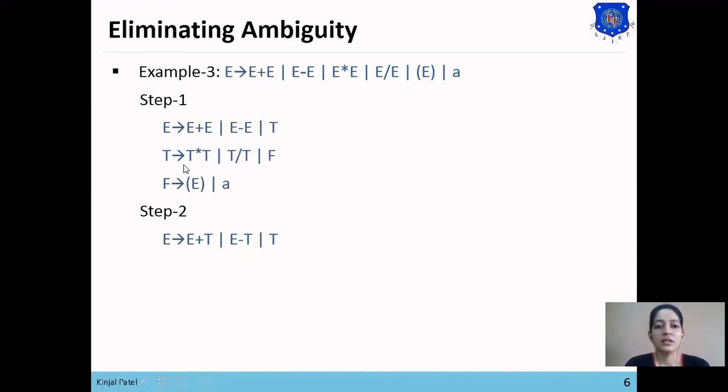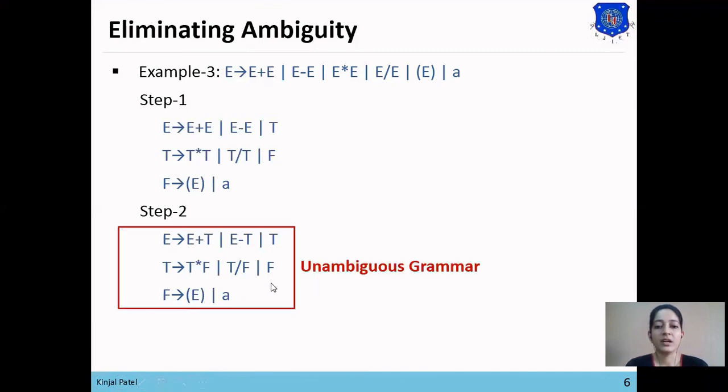Now second level has star and division operator. So star and division are also left associative. So we will block or change the right side of the operator. So our grammar rule will be T produce T star F or T division F or F. And there will be no changes in the third level as there are no associativity issue in the third level. So here is our unambiguous grammar for the third example.